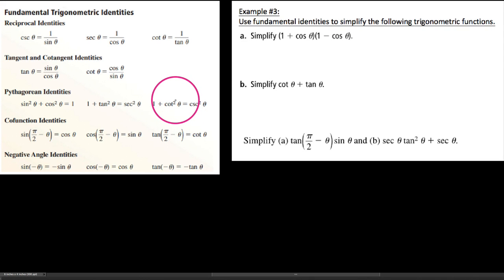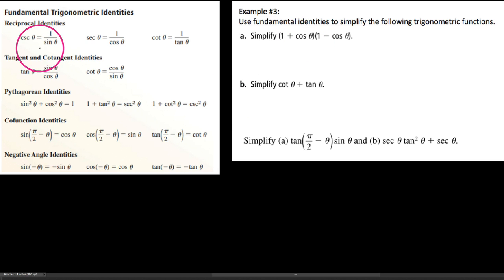Okay, YouTube, in our last video, we looked at these fundamental trig identities and we discussed how we could use them to evaluate trig functions. In this video, what we're going to do is look at how we can use these fundamental trig identities to simplify or rewrite expressions that, as they are, might seem complex but could be written in a little bit simpler way and also mean the same thing as what we started with.